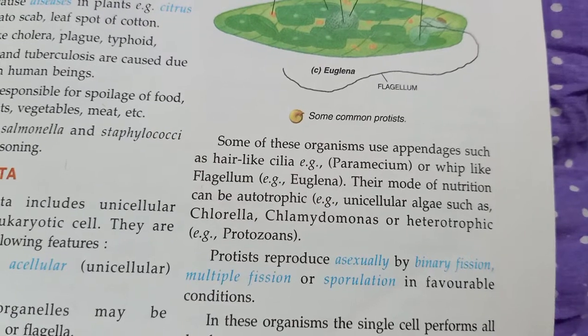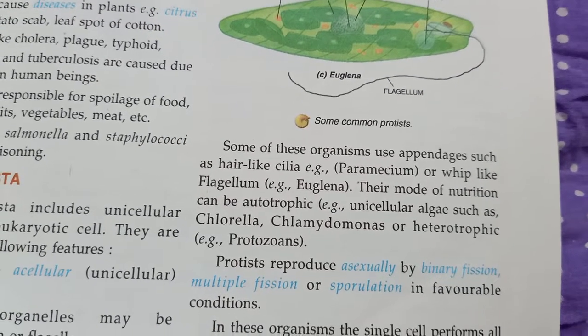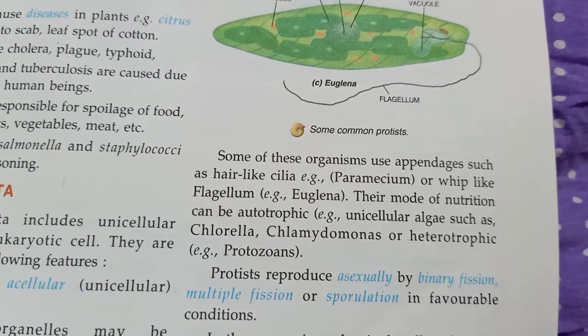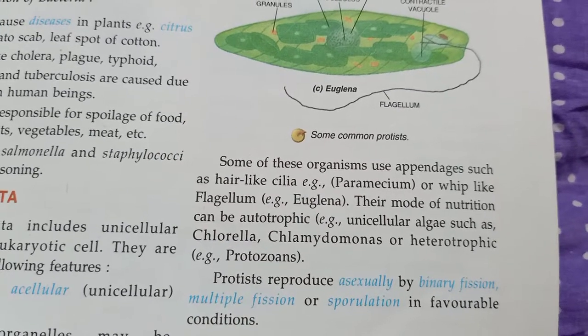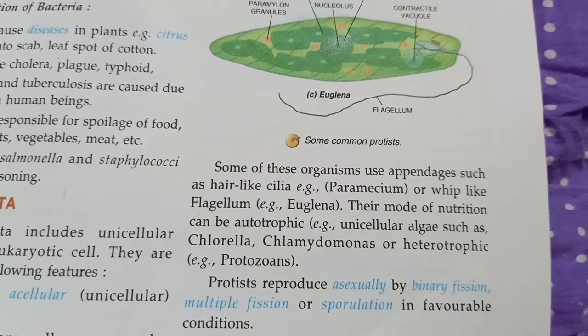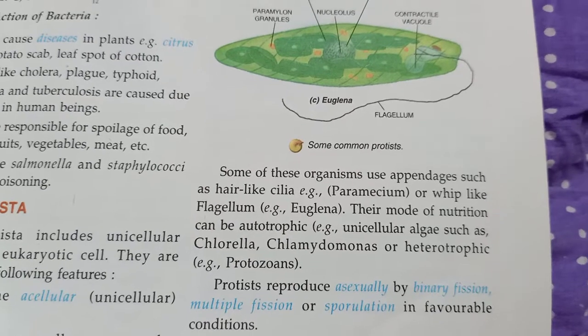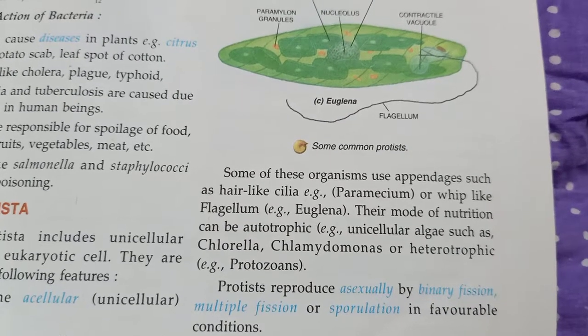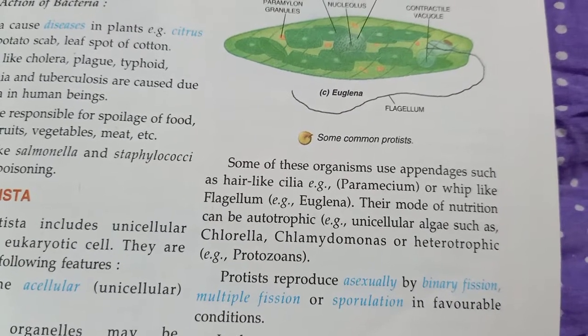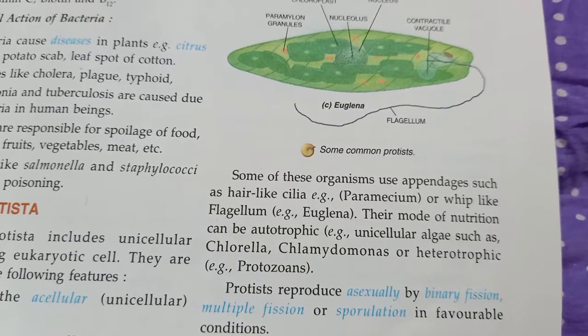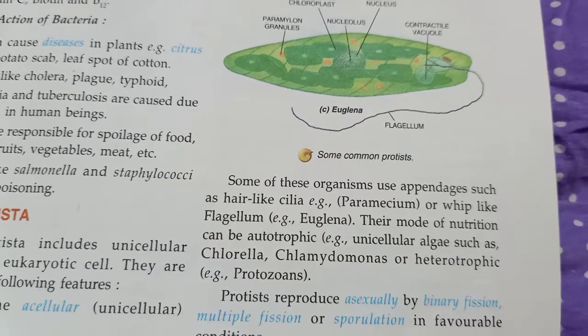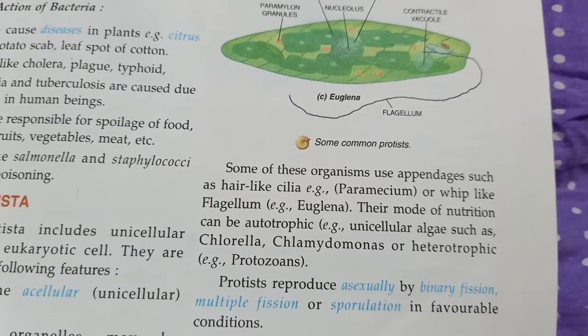Their mode of nutrition can be autotrophic. Example, unicellular algae such as chlorella, chlamydomonas, or heterotrophic, for example protozoans. So here are few examples of the unicellular, the one having the autotrophic mode of nutrition and the one having the heterotrophic mode of nutrition.